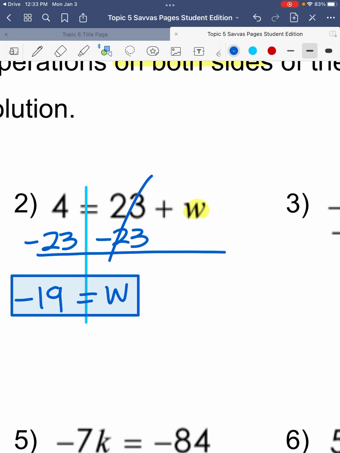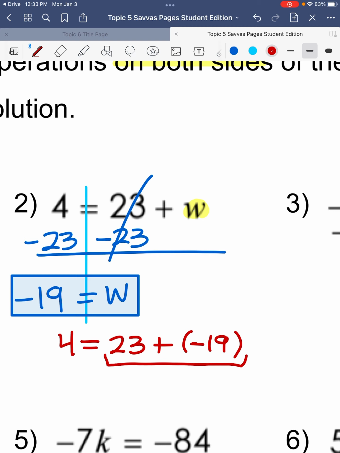But we do need to check our solution. So we check our solution by plugging in -19 for w. So we have 4 equals 23 plus -19. Well, what is 23 plus -19? If you plug that into your calculator, it's going to give you 4. So 4 equals 4. I know my answer is correct.